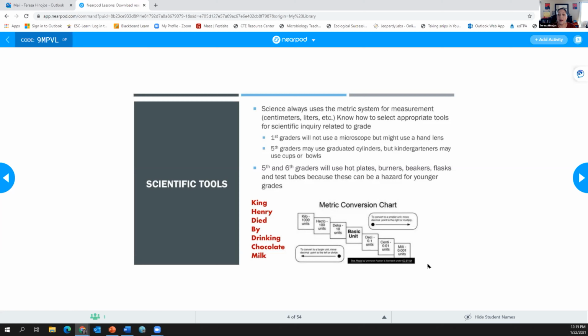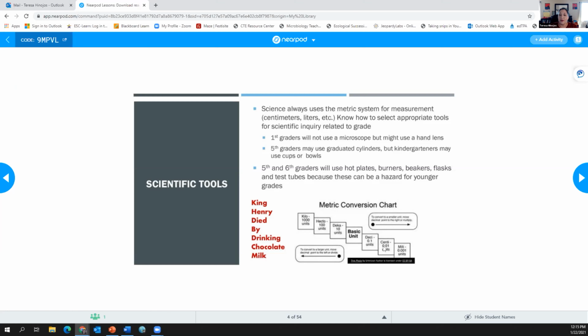So for example, if I had 10 centimeters and I was trying to convert that to decimeters, I'm moving one place to the left. So I would literally take my 10 and move the decimal point one place to the left and I would end up with 1 decimeter. So that's how the conversion works with the metric system.